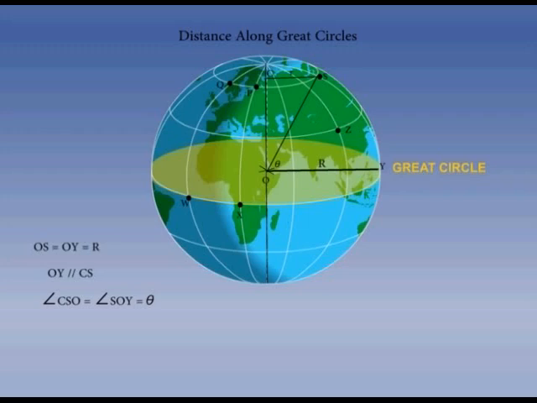From the right angle triangle OCS, cos theta is equal to CS over OS and is equal to r small over R capital. And therefore, r small is equal to R capital times cos theta. The radius r small of a small circle is equal to the radius of the Earth times the cosine of its latitude.